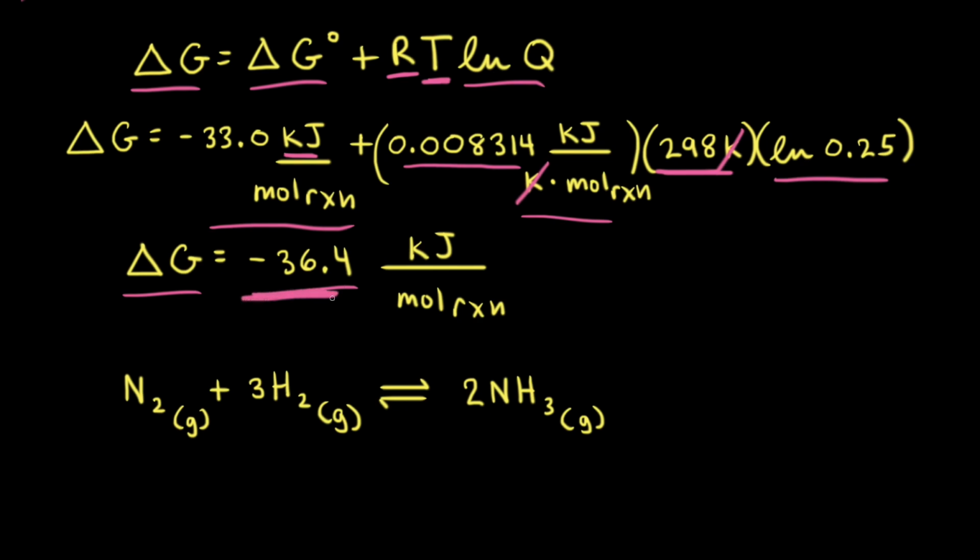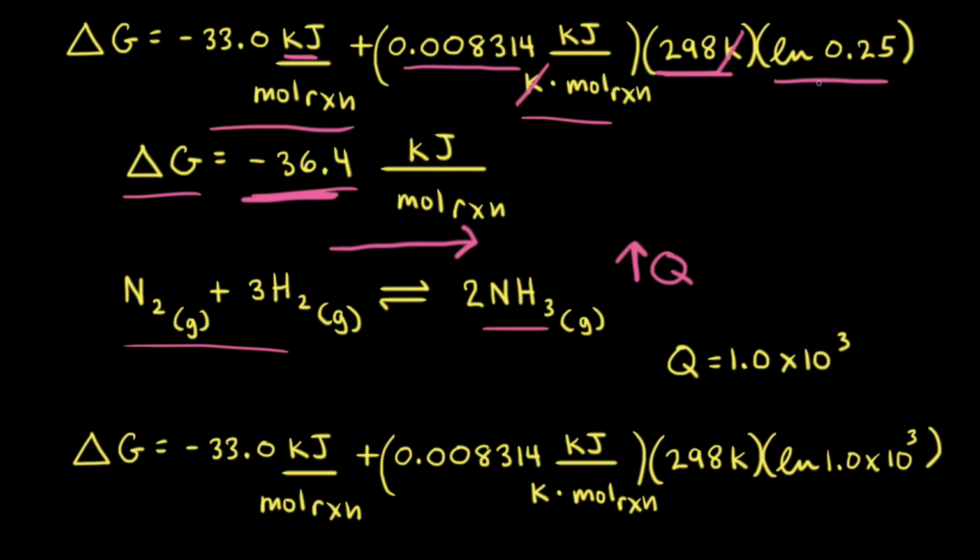Since delta G is negative, at this moment in time, the reaction is thermodynamically favorable in the forward direction. So the net reaction will move to the right to make more products and to decrease the amount of reactants. An increase in the amount of ammonia means an increase in the partial pressure of ammonia, and a decrease in the amount of reactants means a decrease in the partial pressures of the reactants. Therefore, when the net reaction goes to the right, the reaction quotient Q increases.